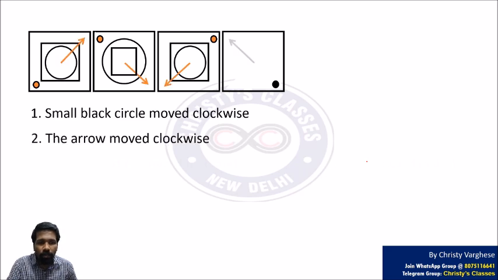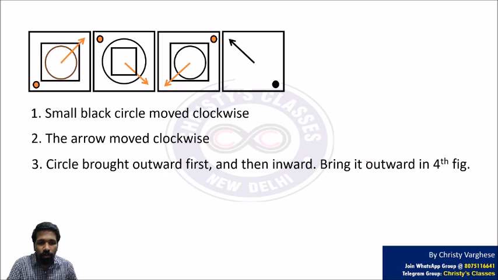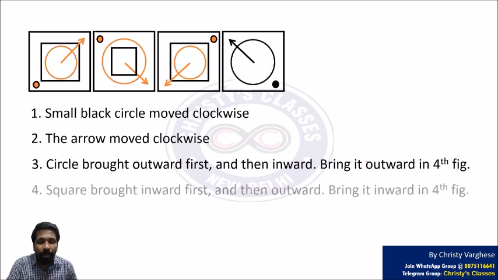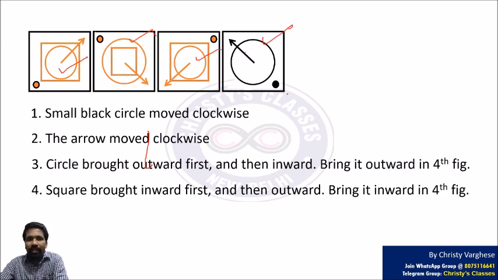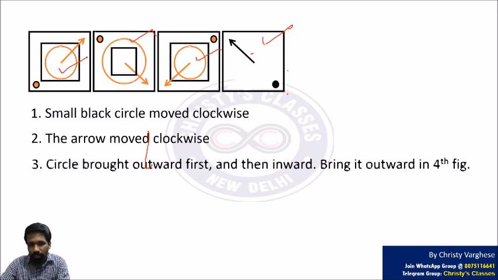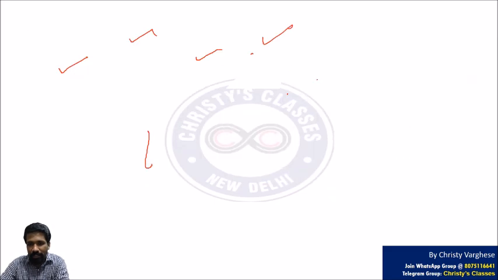Dots are moving in clockwise direction. Arrows are moving in clockwise direction. Circles are swapping their position inside and outside. Inside and outside means the first circle was inside. Only look at the circle, then it will be more clear. Circle inside, then outside, then inside, then outside. So the square should be inside the circle. That is satisfied only in option C. That is why option C is the correct answer.